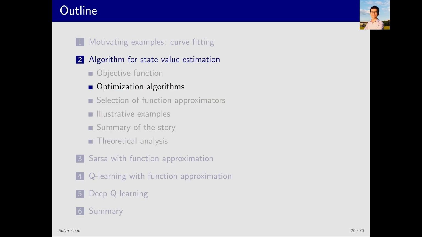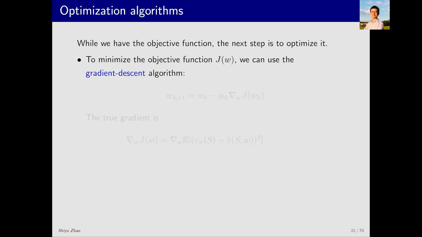With the objective function introduced just now, we next see how to optimize it. Let's consider what optimization algorithms can be used. When it comes to optimization, I believe your first thought is likely the gradient-based algorithms, such as gradient descent or gradient ascent. Here, we aim to minimize the objective function, so we will use the gradient descent algorithm.